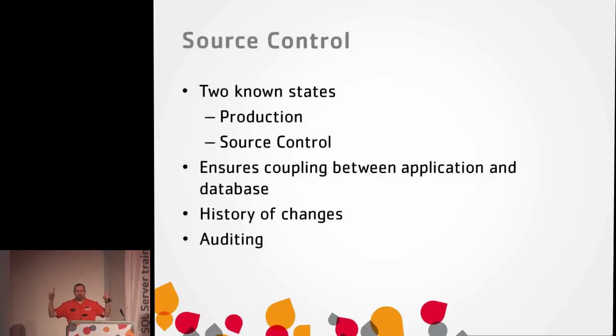Everything else is in flux. You can't know what anything else is. Okay, immediately after you run a restore, I know what that is. But after that restore is done, who knows, right? Data changes, code changes. So you get this coupling in place, that source control in place. The source control allows you to couple your app code, your database code. It gives you a history of changes.